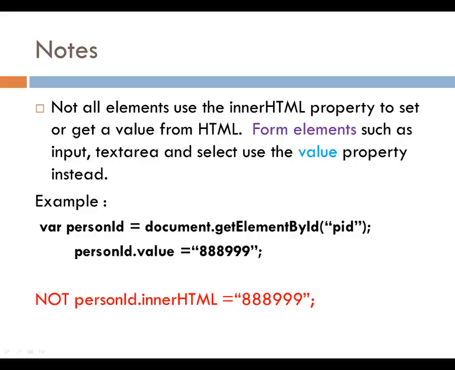Now you can talk to that particular input by simply saying person ID, which is this variable that you've created here, and say dot value. So here you're now passing value 888999 right inside that input. So instead of saying inner HTML to an input field or to a form field in general, it's much better to use, and actually not much better, but it's simply correct to use the dot value. Okay, so you don't use inner HTML, but rather use the dot value.